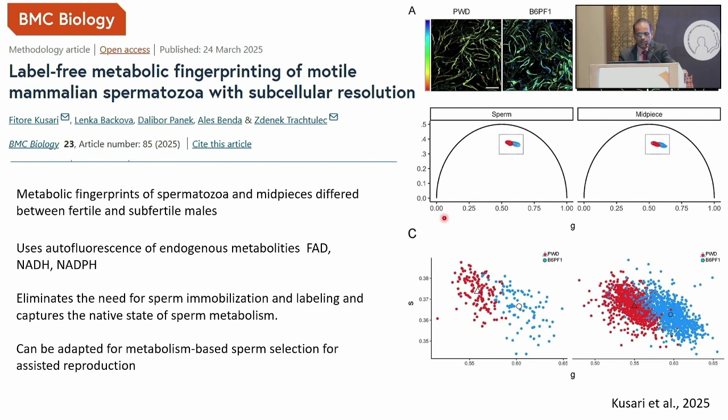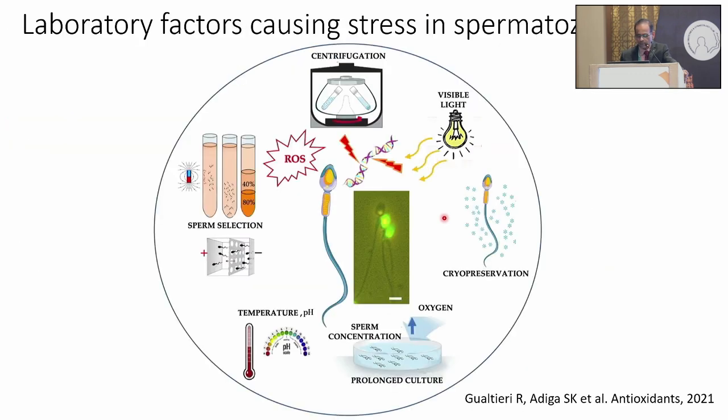And these days we are also more interested in non-invasive selection of sperm, because we know that once we identify genetically or epigenetically normal sperm, we should be able to use it for fertilization. So the non-invasive technologies are being developed these days. This is one of the techniques which was published only a few weeks ago, in the last month itself, which uses autofluorescence of the endogenous metabolites, where they look at FAD, NADH and NADPH, and they can easily segregate them into two cohorts, infertile and fertile. So probably this is going to be adapted for metabolism-based sperm selection in future assisted reproductive technology.